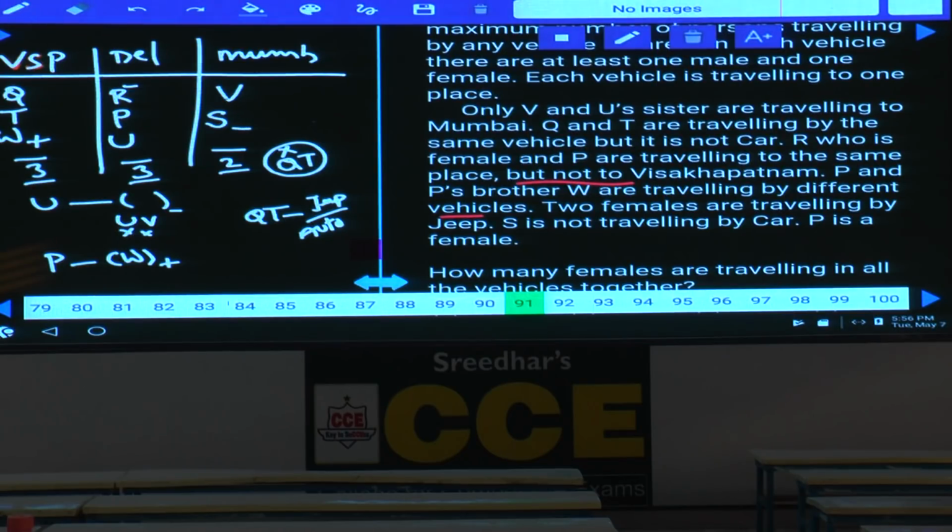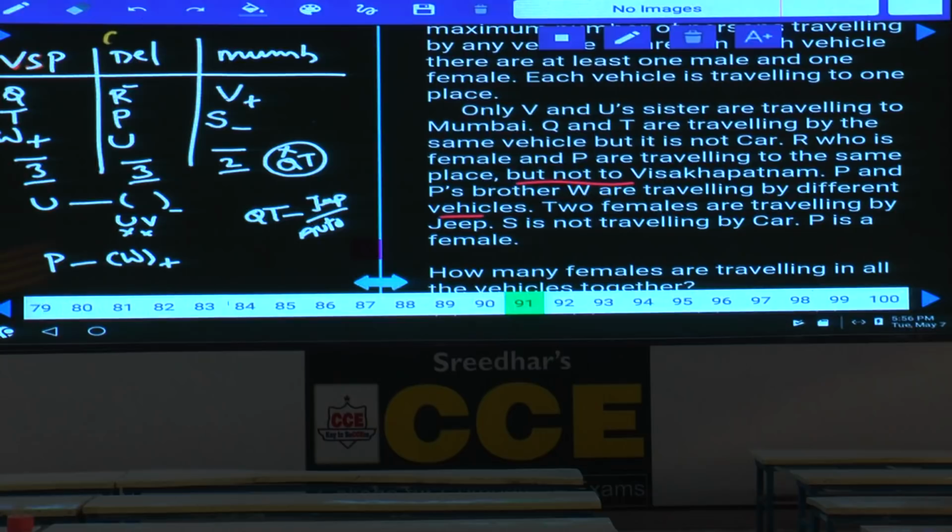S is a female. As S is a female, V must be a male. Why is V a male? Because at least one male and one female should travel in each vehicle. Now S female and V male, and U next. Two females are traveling by jeep. As two females are traveling by jeep and S is not traveling by car, Q and T cannot be in the car and S also cannot be in the car. Then tell me who are the persons traveling by car?